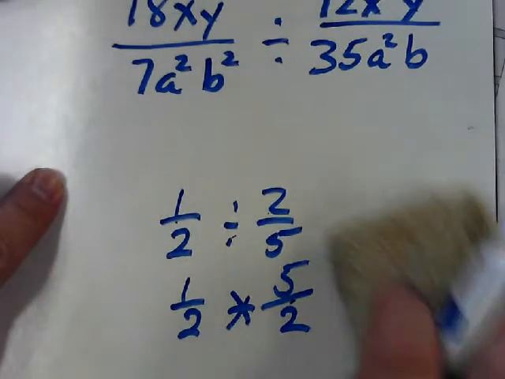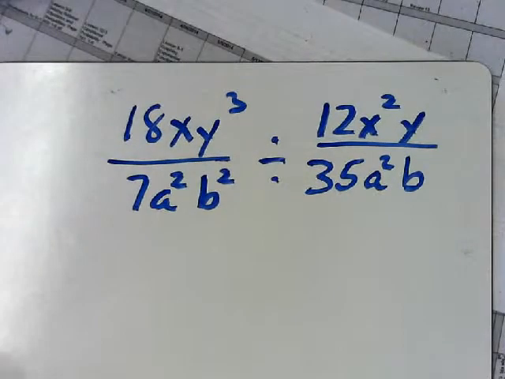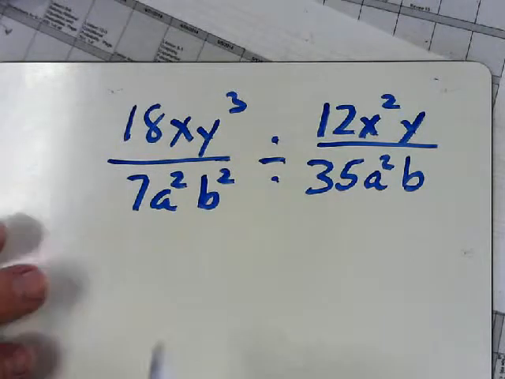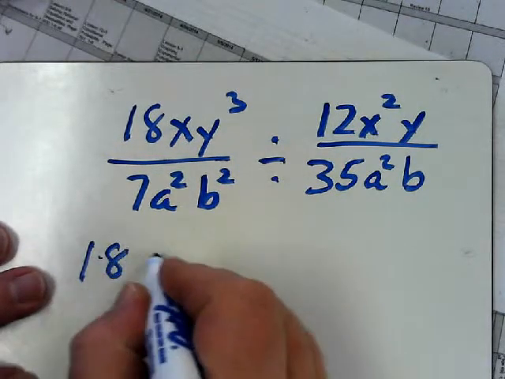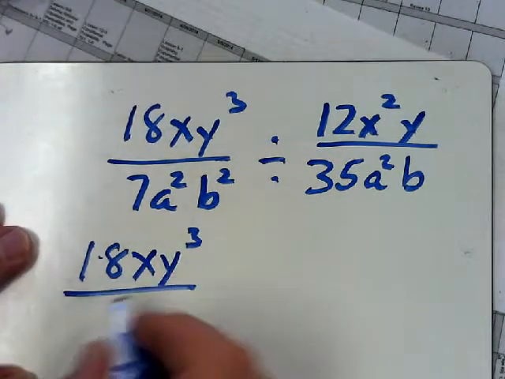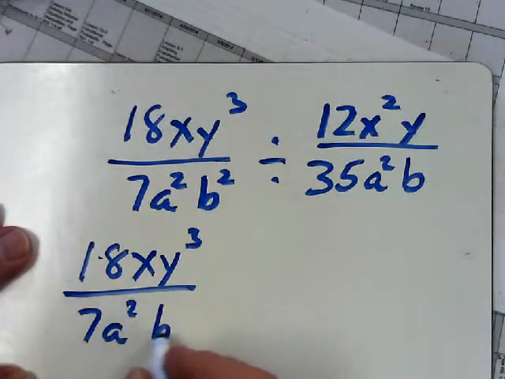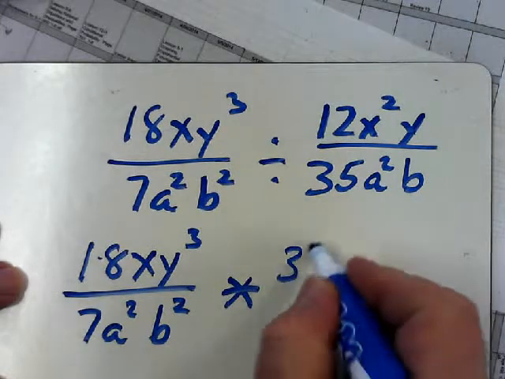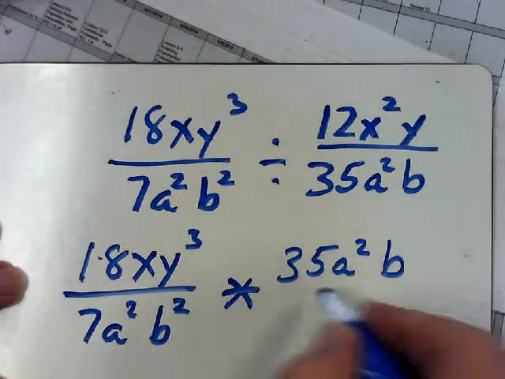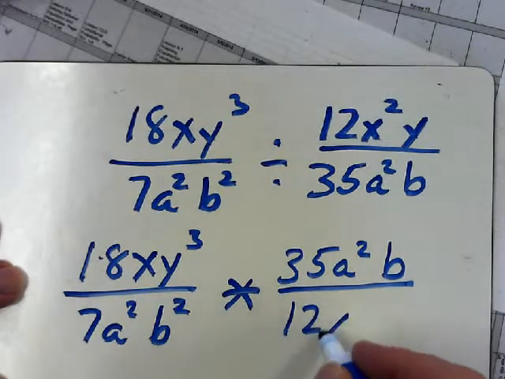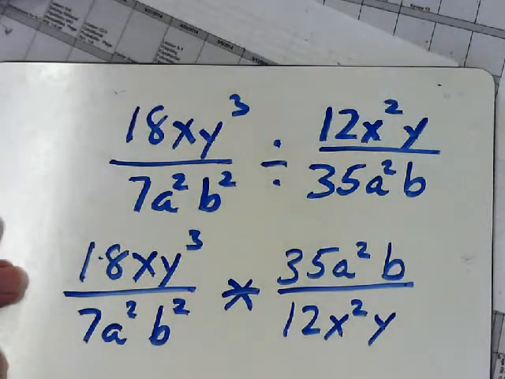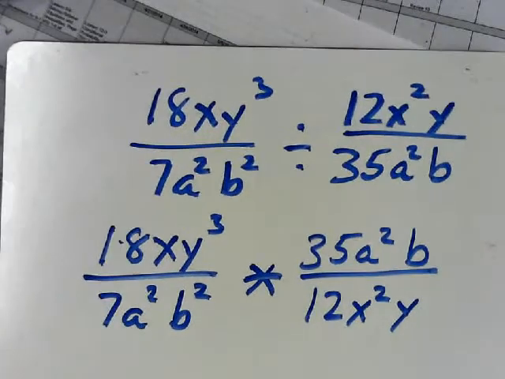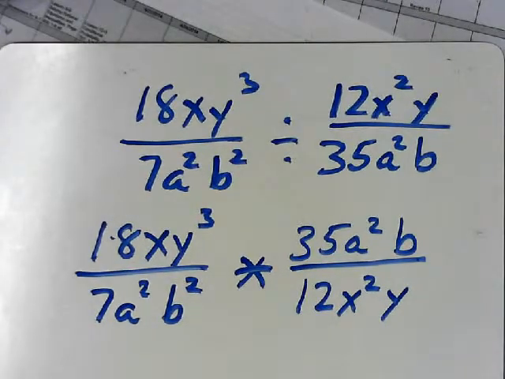Okay? I do exactly as the first step on this problem. I do exactly the same thing. So don't flip it right away? So I take 18xy cubed over 7a squared b squared times 35a squared b over 12x squared y. Does that make sense? I'm not doing anything any different than you've ever done with a fraction.